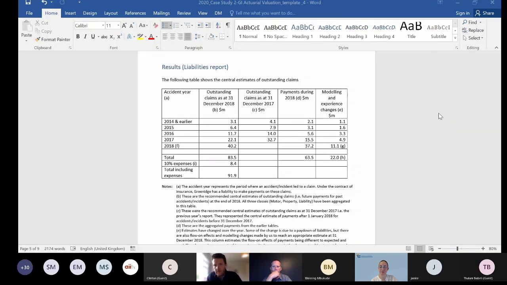But then what actually happened in the fourth column is there's model and experience changes. So they've had to increase their liability or their view on the cost for each of those accident years. So take the fourth column and add up model and experience changes for those same 4 accident years. Which is 1.1 plus 1.6 equals 10.9.